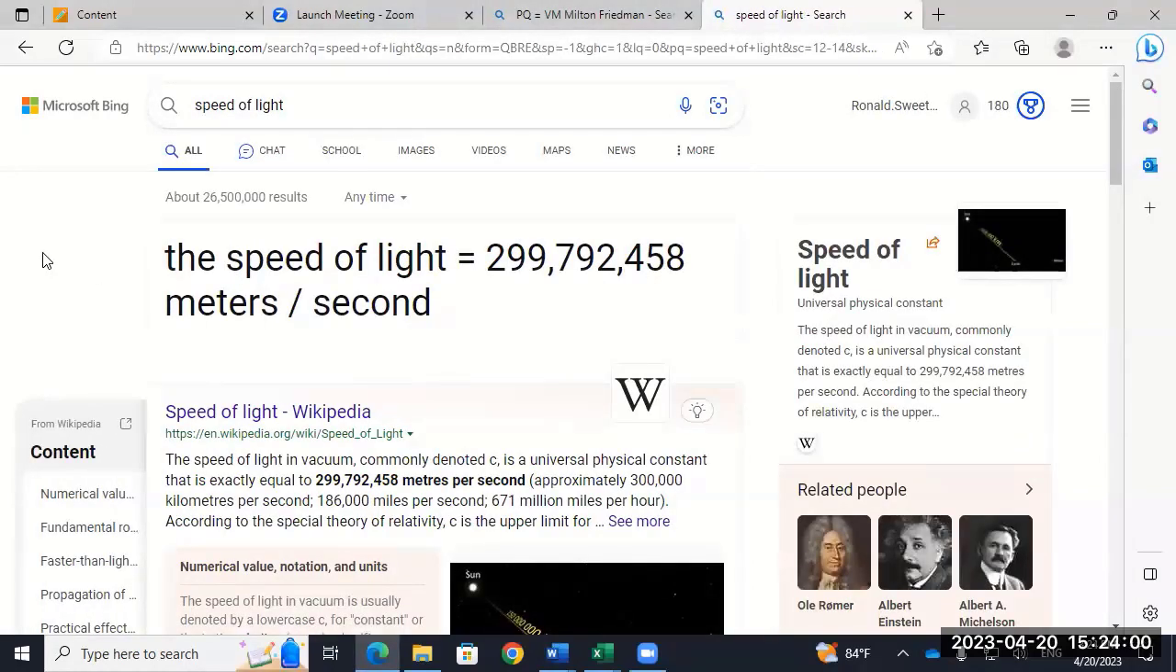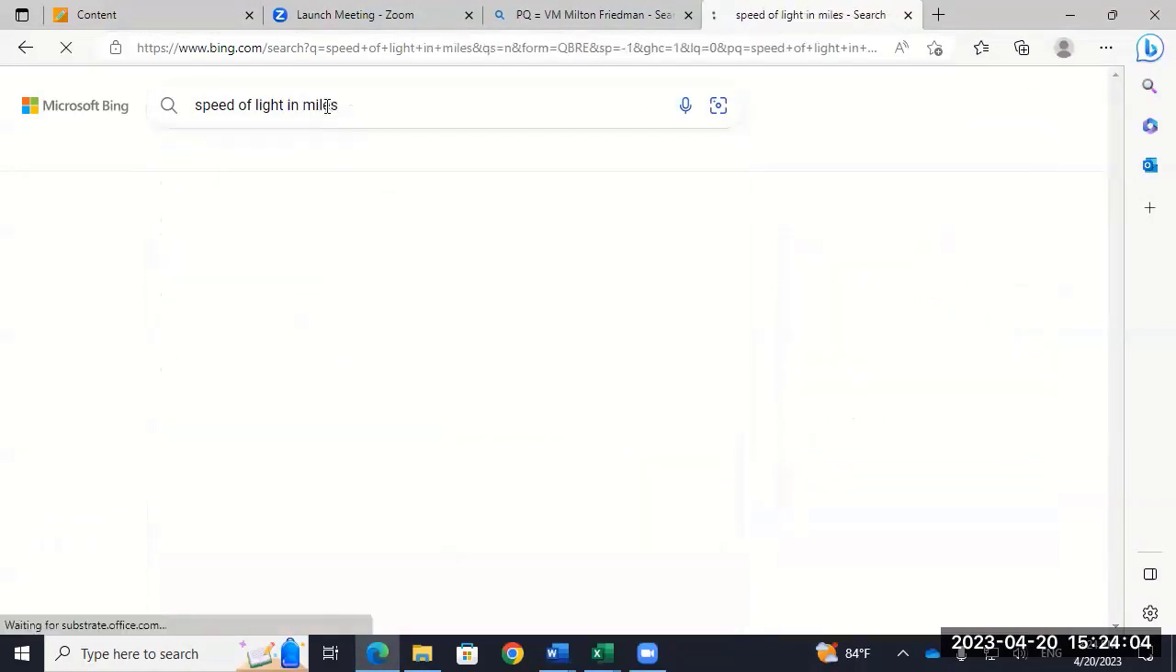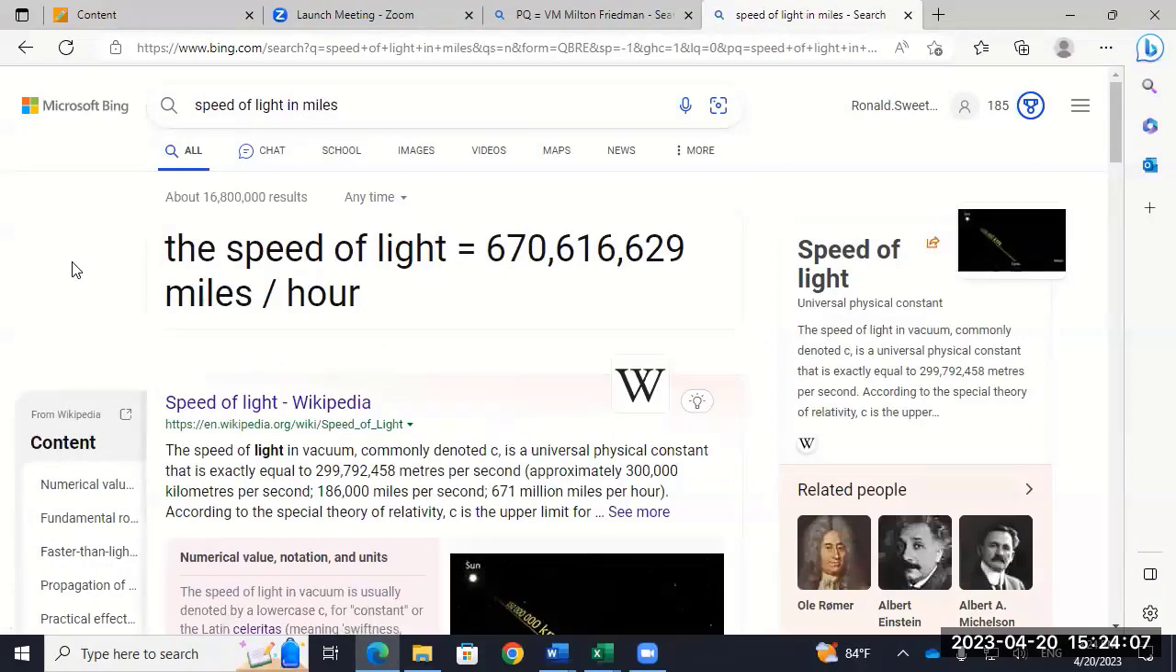I don't know why it's in meters. I want to do it in miles. So 670 million miles per hour.